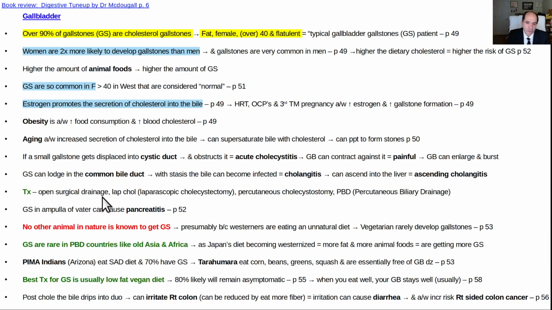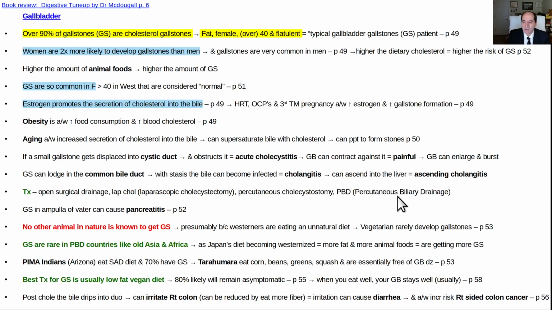Treatment, open surgical drainage. You can remove the gallbladder. That's an open cholecystectomy, to remove the gallbladder with an open surgical incision. To just put in the laparoscopic devices to remove it, that's called a laparoscopic cholecystectomy. To put a transhepatic drainage tube with ultrasound guidance, that's what I used to do in fluoroscopy, percutaneous cholecystostomy, in my previous life as an imaging-guided surgeon.